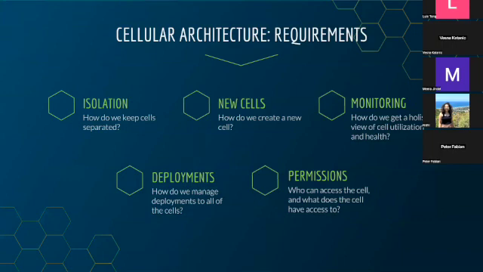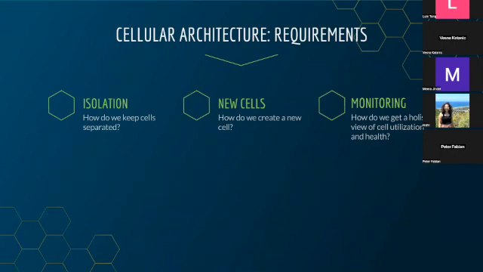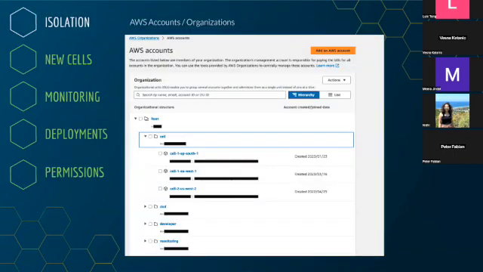Okay, so that was a little detour to talk about some things that we could standardize in order to make it easier for us to implement cellular architecture. Now we're coming back to these goals that I mentioned at the beginning of the talk: isolation, new cells, monitoring, deployments, and permissions. And as I mentioned at the beginning, I'm not going to hit those last two today. So for the rest of the time, we're just going to focus on these three. We'll start off with isolation.